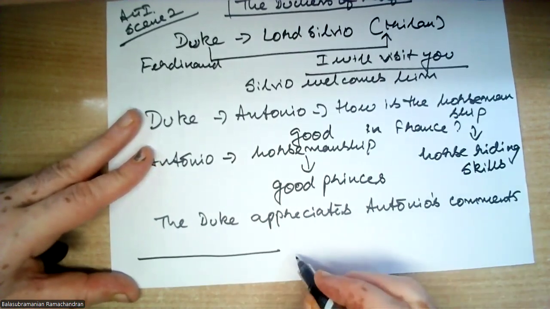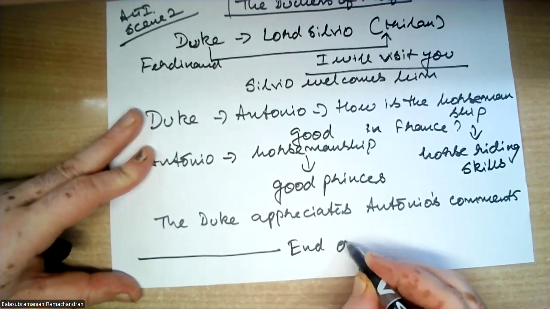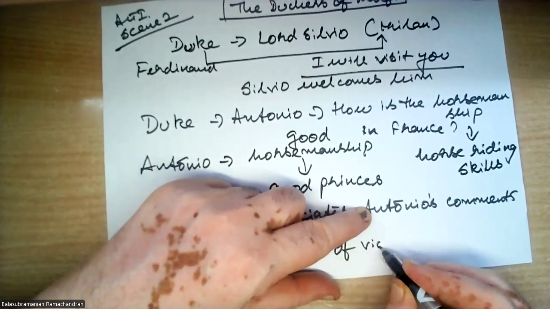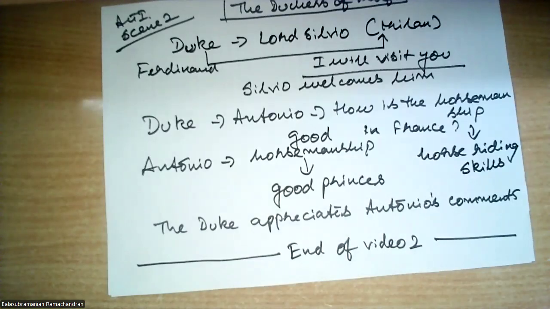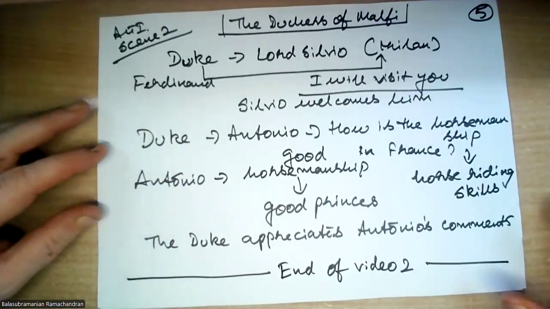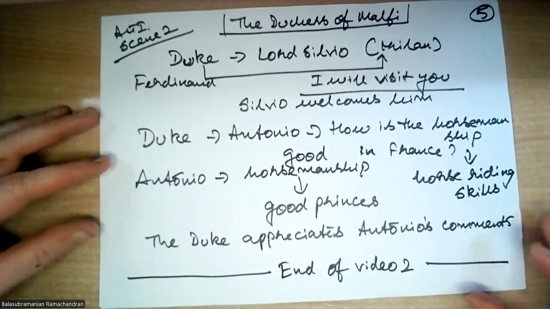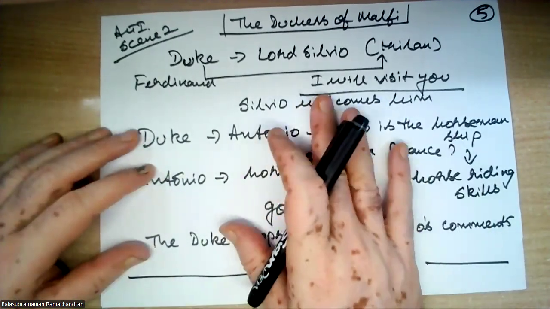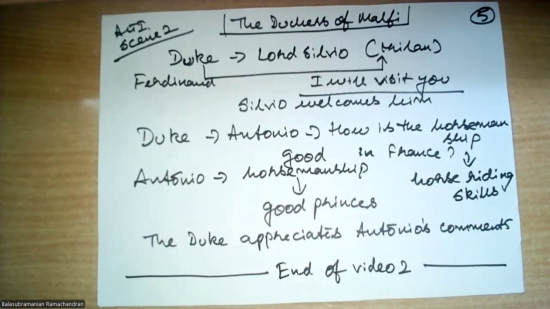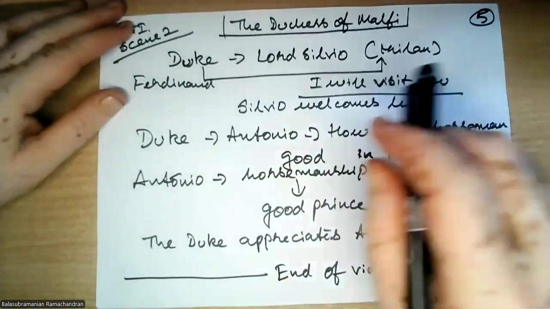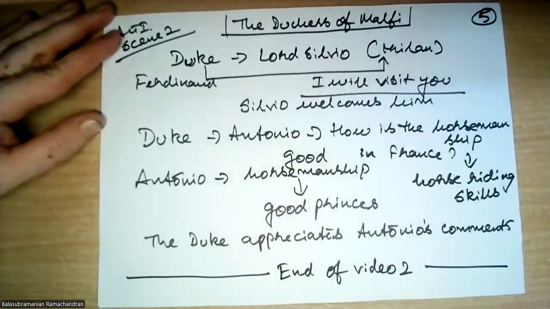I would say this is the end of video 2. Okay, so end of one scene in Act 1, Scene 2. In the next video, of course, the action is continuous. So I'm just breaking it here because there are a lot of characters who are introduced. We'll be looking at that. The Duchess enters now. So we'll be looking at that in the next video.